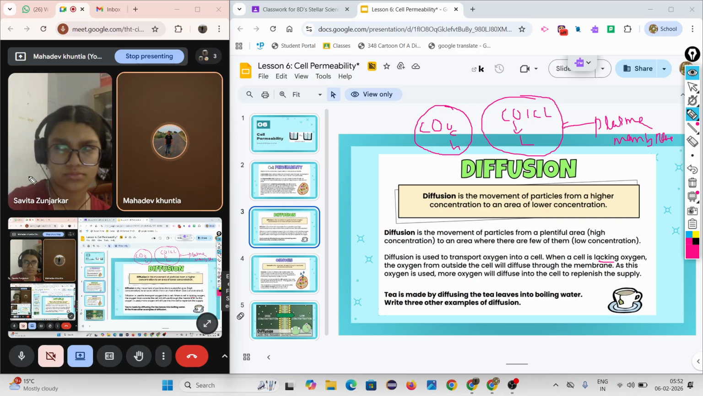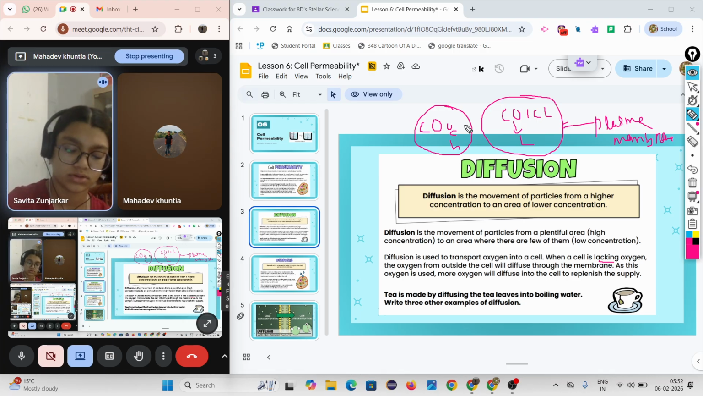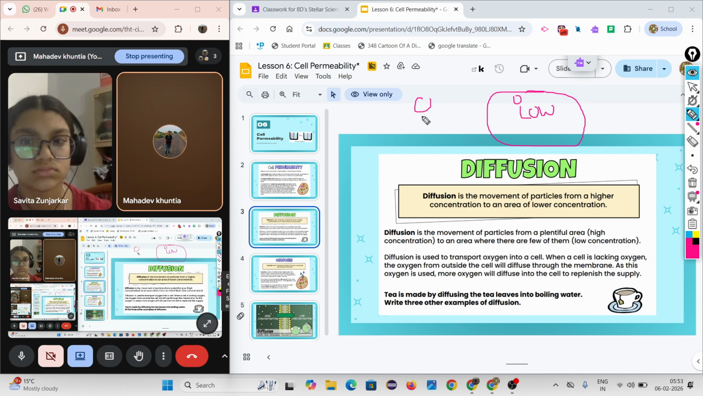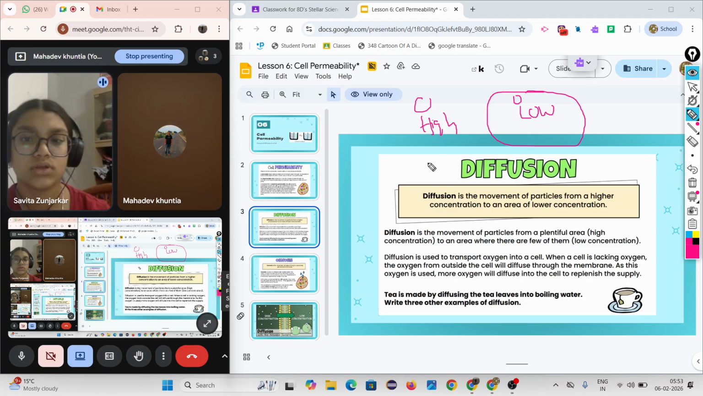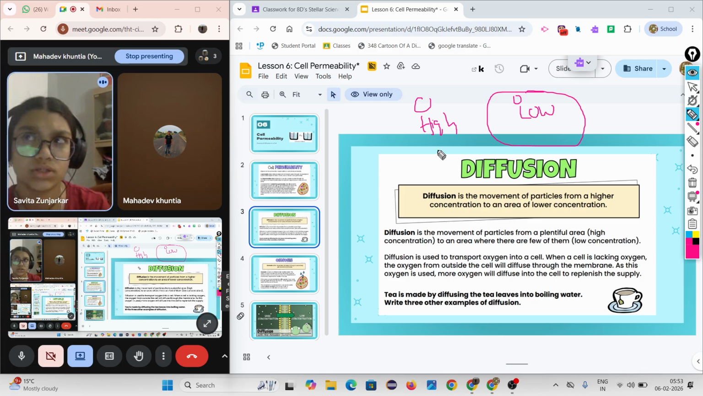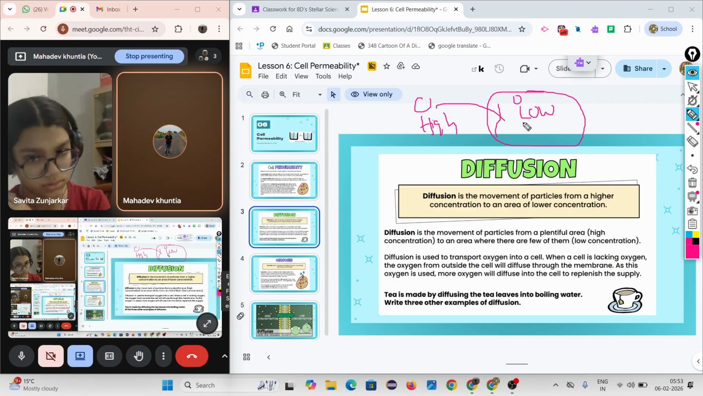So what is the meaning of diffusion? Diffusion is the movement from a higher concentration to a lower concentration. Look, this is the cell. Inside the cell, the concentration of oxygen is low. Outside in the environment, the concentration of oxygen is high. What will happen? The concentration which is high outside will go inside. This is how oxygen goes inside the cell.